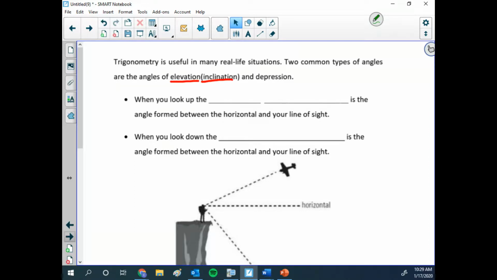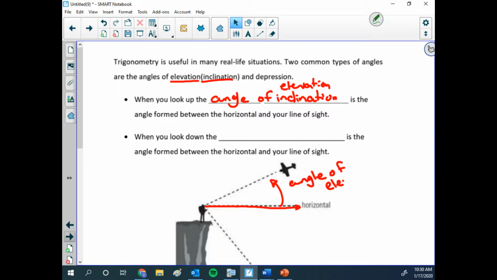When you look up the angle of inclination or elevation, it is formed between the horizontal up. So if the horizontal is my line of sight, so right here is my line of sight, the horizontal up to looking at this plane, that would be called my angle of elevation. So an angle horizontal up, that's elevation or inclination.